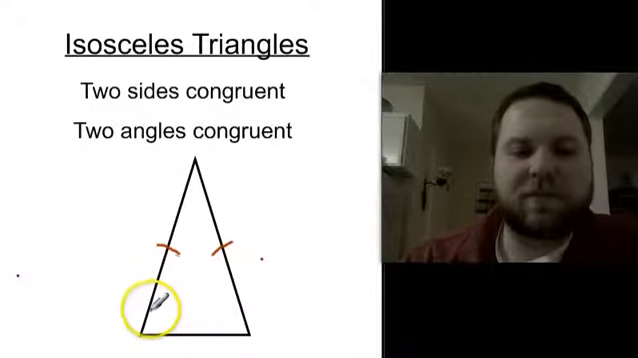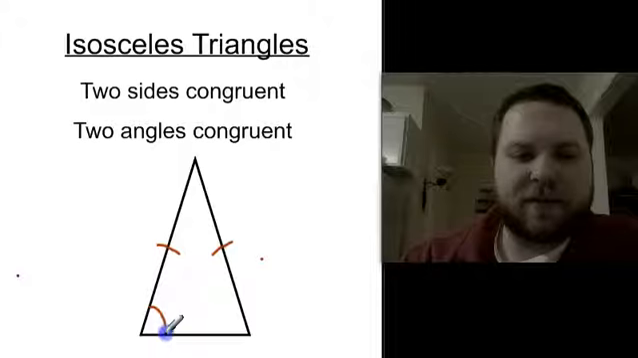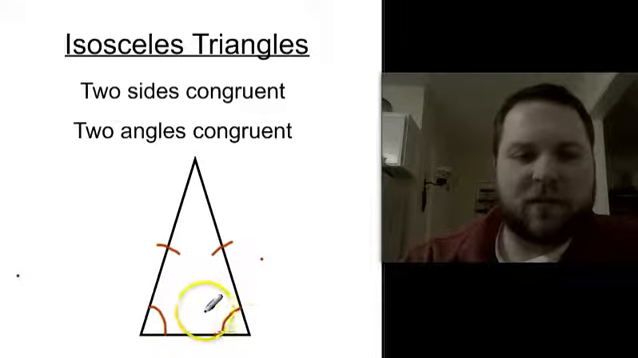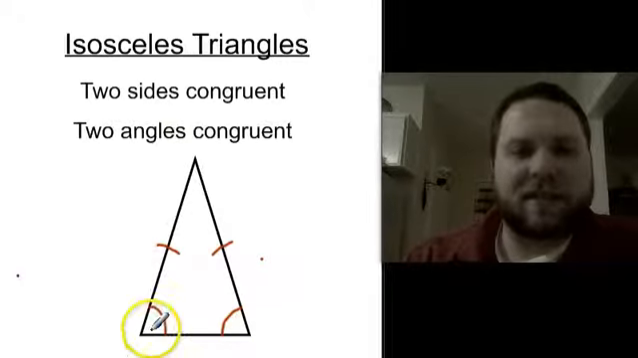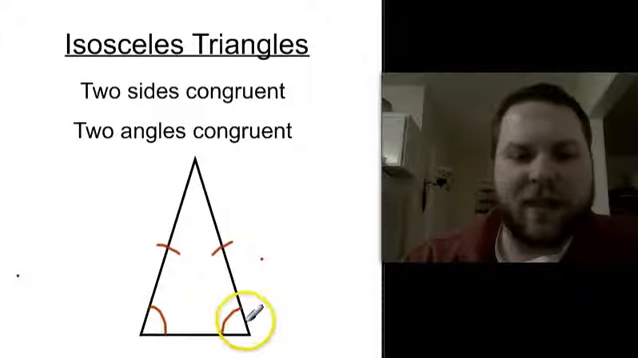And we can do the same thing with angles. Typically what we do is this arc across the angle, and if you see that same arc on both sides, that means those angles are congruent. So in this case, that angle right there would be congruent to that one.